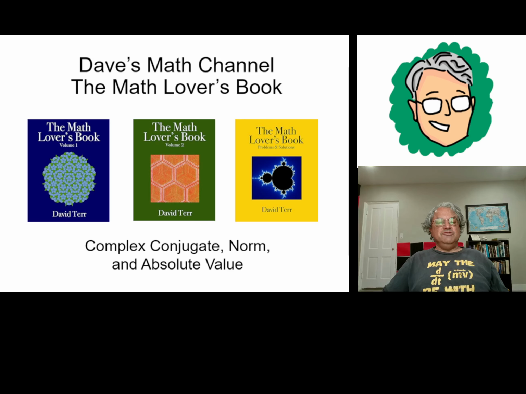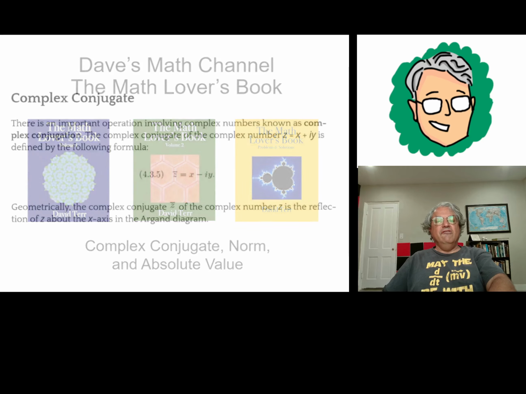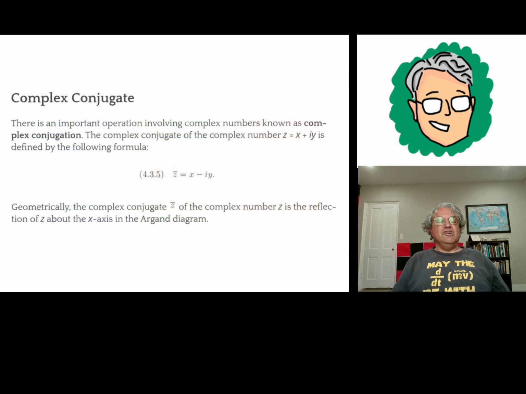But today I'm up to section 4.3 of volume 1. This is my third video on this section, which is on complex arithmetic. Today I'm going to talk about complex conjugate, complex norm, and complex absolute value. So anyway, let's begin. These are things that are unique to complex numbers, pretty much, and they turn out to be very useful concepts. They all have simple geometric interpretations, which I'll get to at the end.